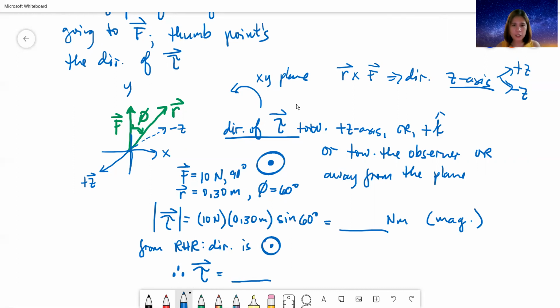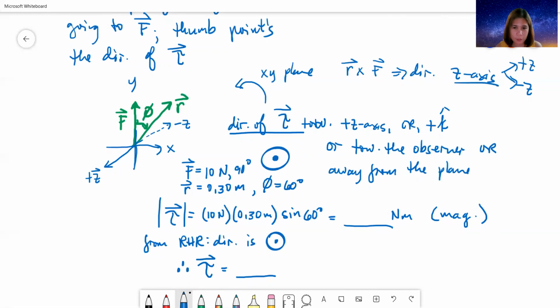I'll give the magnitude here. How much is it? 0.3 times sine theta. Wait, it should be 3 times sine 60. So it's 2.6, right? So you have 2.6, two significant figures. So 2.6 Newton meter, and then I can just say here the direction is like that. Or it can be 2.6 Newton meter positive K hat. It can be like that. So that's your answer now.